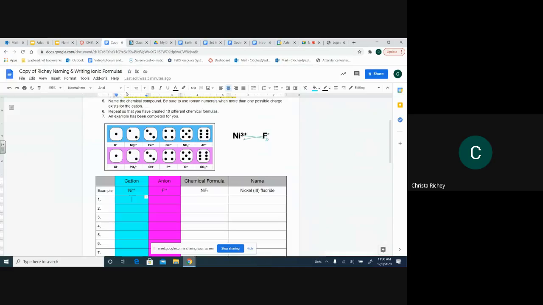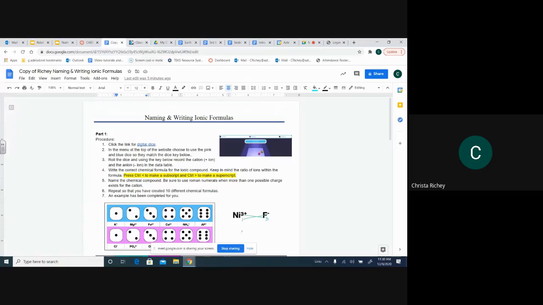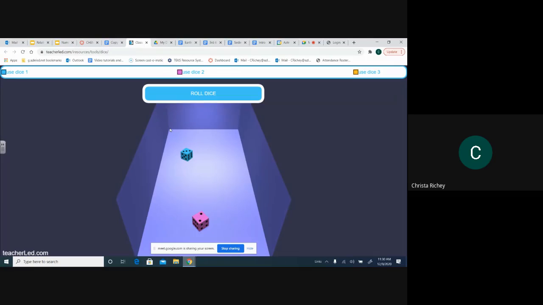All right, so once again, for those of you that are remote, in Canvas, right here we go, the assignment, and you have to click on this link to get your dice. Other than that, I guess if you had real dice at home, you could throw real dice, but you need to toggle these around so that only what needs to be done is shown. Like, I don't want the yellow dice. I want the pink and blue.